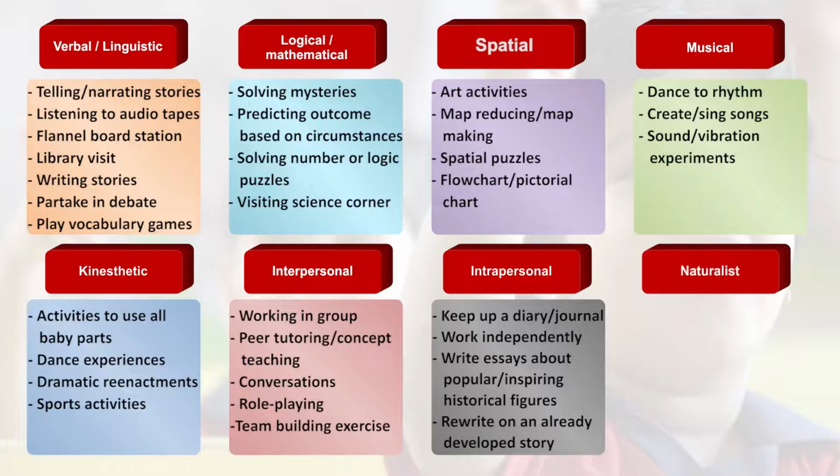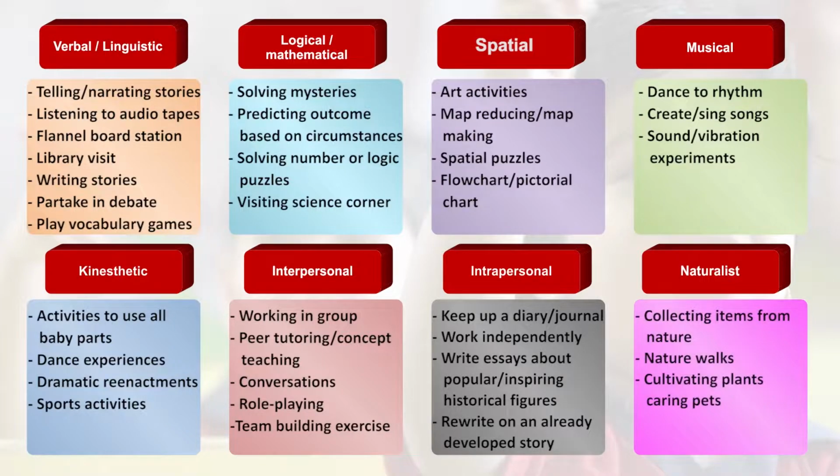What about naturalist intelligence? A child with high naturalist intelligence understands nature with ease. How can you make them understand nature? It's by collecting items from nature, nature walks, cultivating plants or caring for pets, and categorizing species.